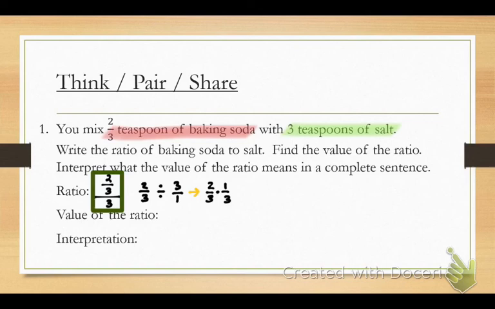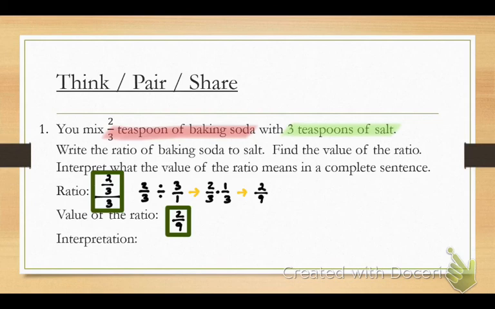The 3 and 2 do not evenly go into each other, so I cannot cross cancel anything. So instead, I'm just going to multiply across the numerator and multiply across the denominator. Ellie, when I do that, what do I get? 2 over 9, okay? So that is the value of my ratio. Let's put that down here. 2/9 is the value of my ratio.